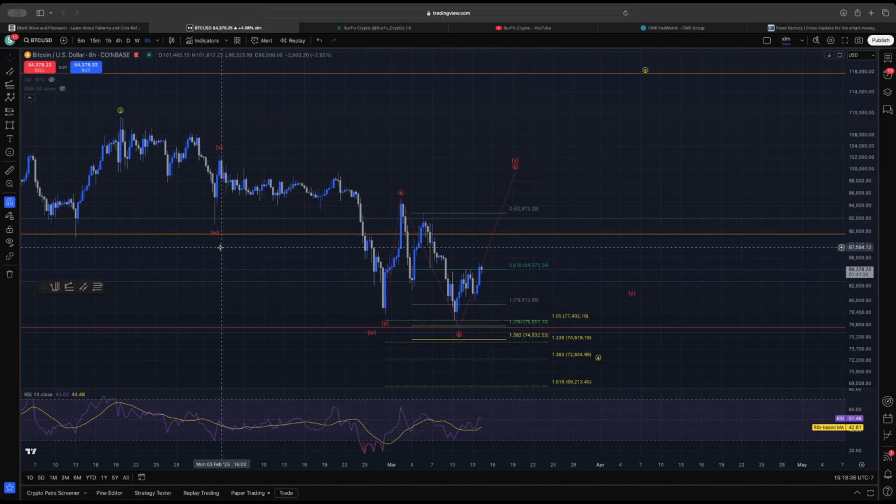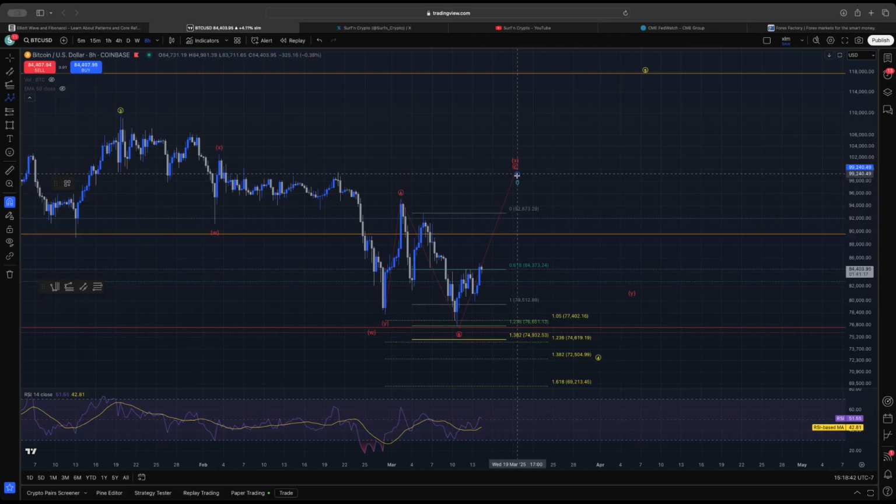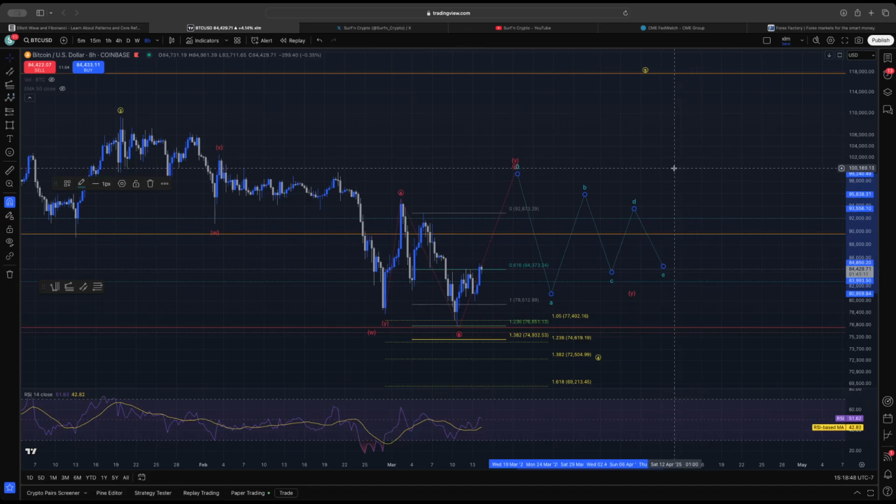So say we get this, and then you're looking at making a triangle or a flat here within your Y leg. So you could get an A, B, C, D, and E, and then Rocket Man out of here, right? And then we could go for that wave 5. That would be one way to look at this.